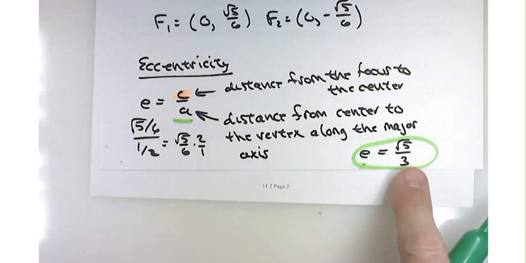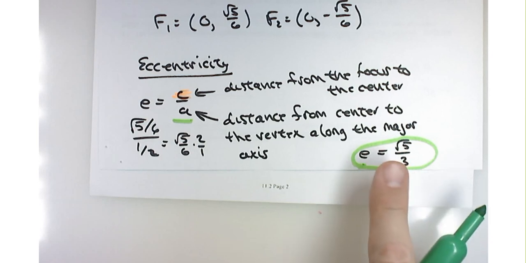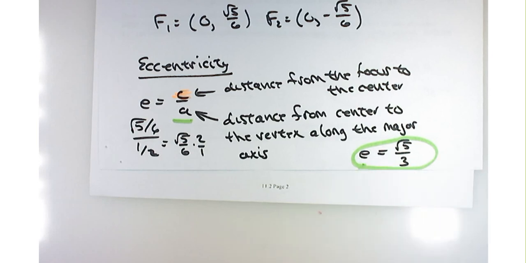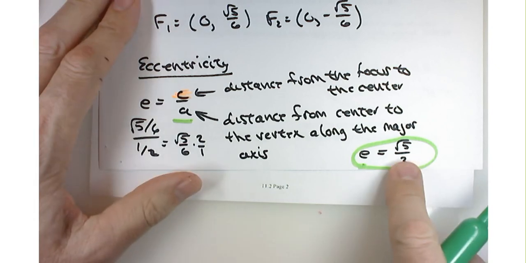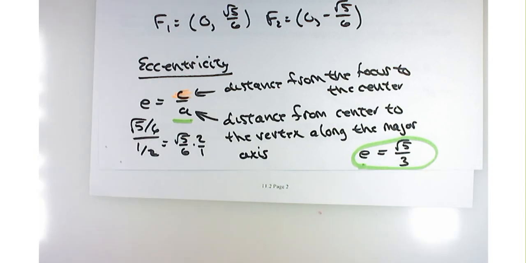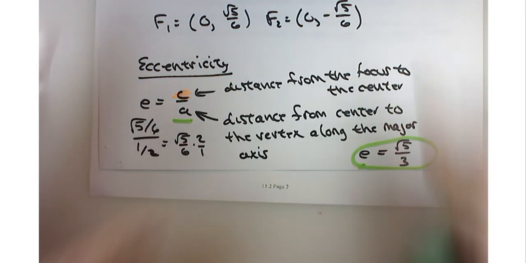The closer this is to 0, the more circle-like your ellipse will be. The closer that is to 1, the more stretched out and cigar shaped your ellipse is going to be.